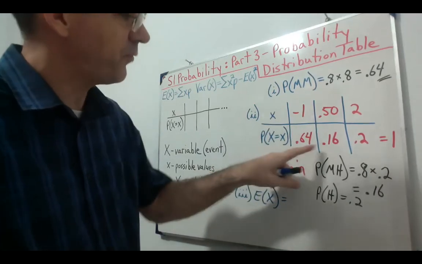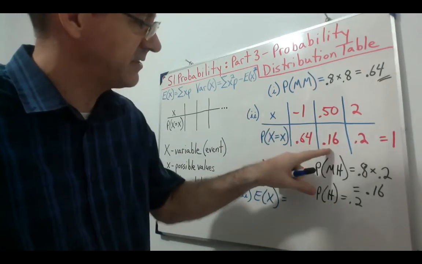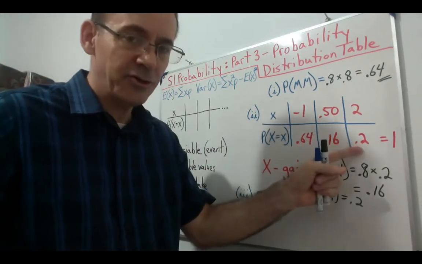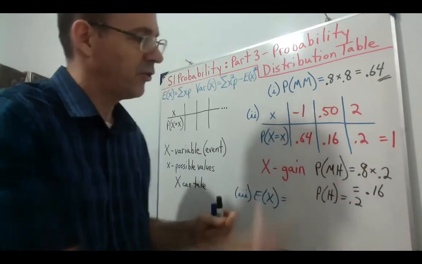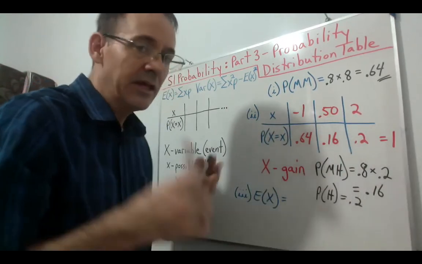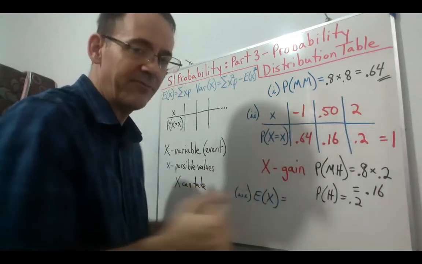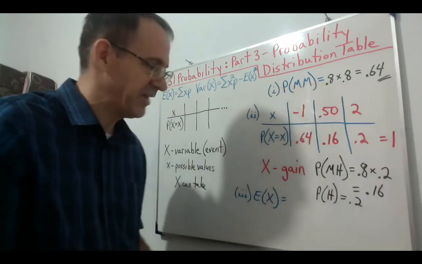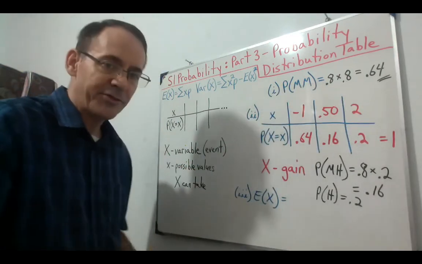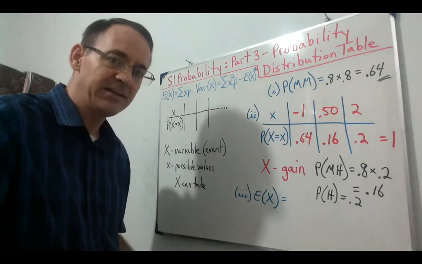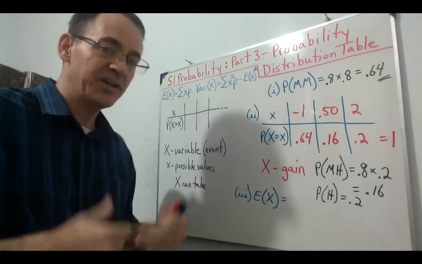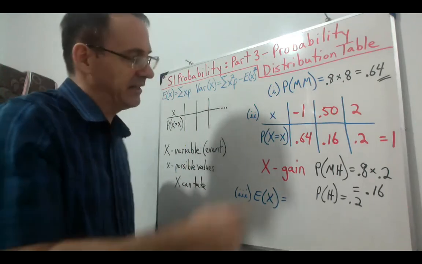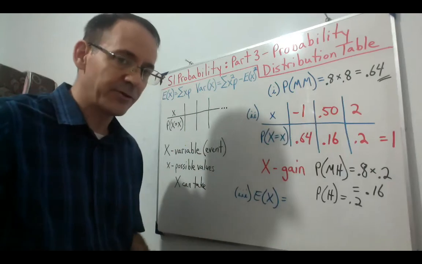So 0.64 plus 0.16, that's 6, 7, 4, and 6 make 10, so that's 0.8, and then 0.2 makes 1. So we know we have all the probabilities, which is a good indicator that you also have all the possible specific values it can take. Then in the third part, it asks us to find the expected mean. What is the average you could expect if you play this game several times?